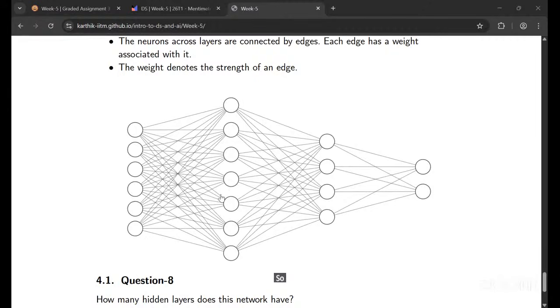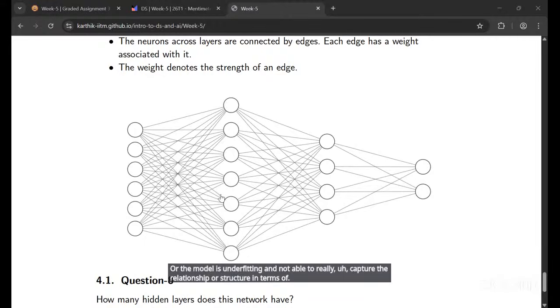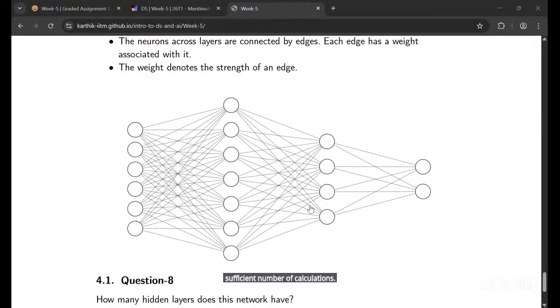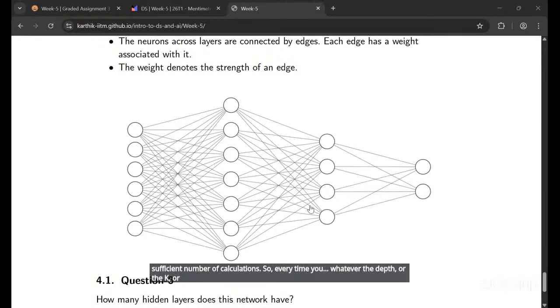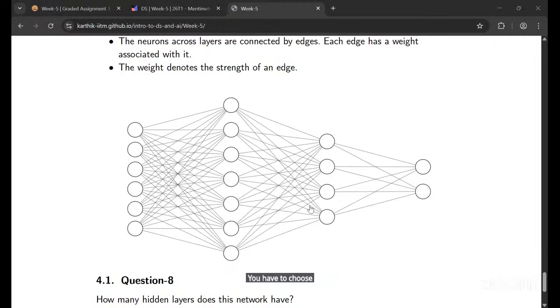So in that case, we'll say that the model is too simple or the model is underfitting and not able to really capture the relationship or structure in terms of sufficient number of calculations. So every time, whatever the depth or the K or the number of hidden layers you're choosing, you have to choose a moderate, balanced value. And normally I've seen that 3 is the number which people wish to go for. So, I mean, that's quite balanced out. So for starters and as beginners, 3 is the hyperparameter that you should aim for.